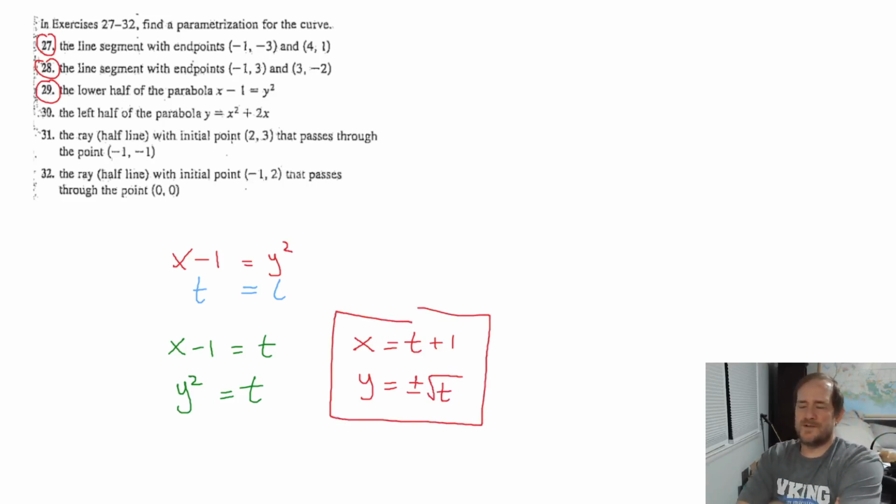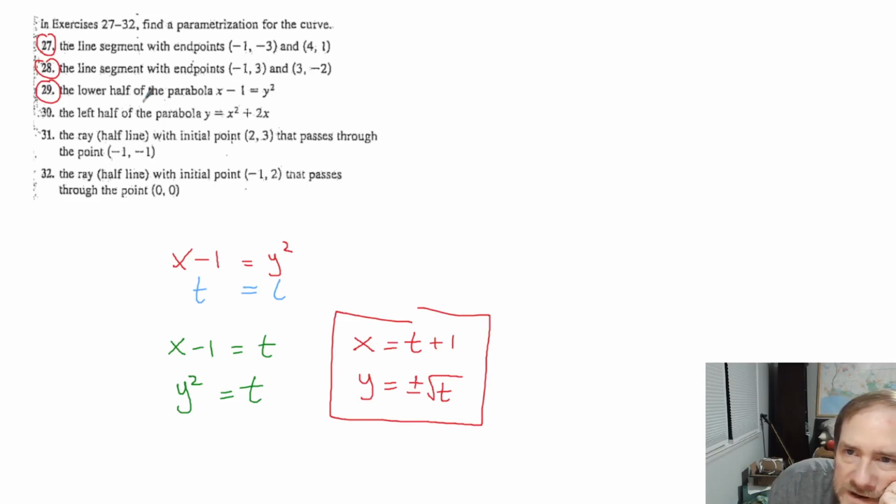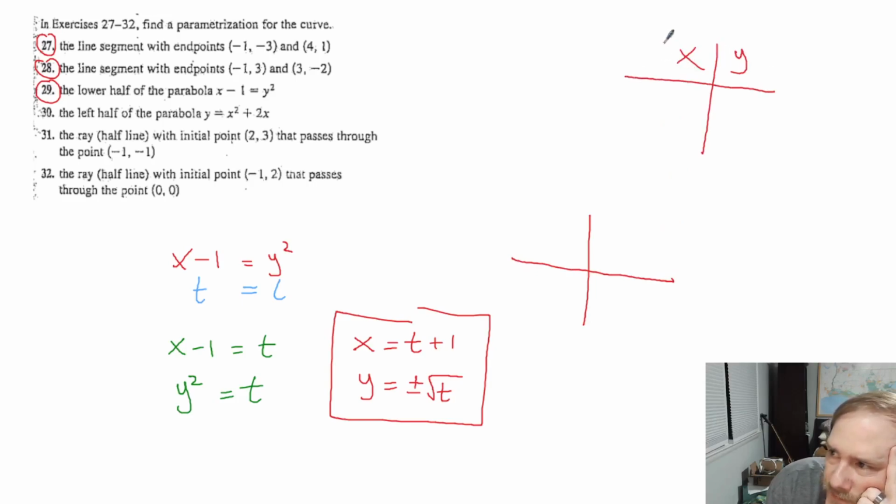So that's your parametrization. But without placing any limits on t, you're getting the whole entire parabola, and it says here that we only want the lower half. It turns out that restricting t will never give me the lower half. If you let t be 0, then x gives you 1, and when you plug in 0, you just get 0. Positive 0 and negative 0 are both 0. So your vertex is 1, 0.